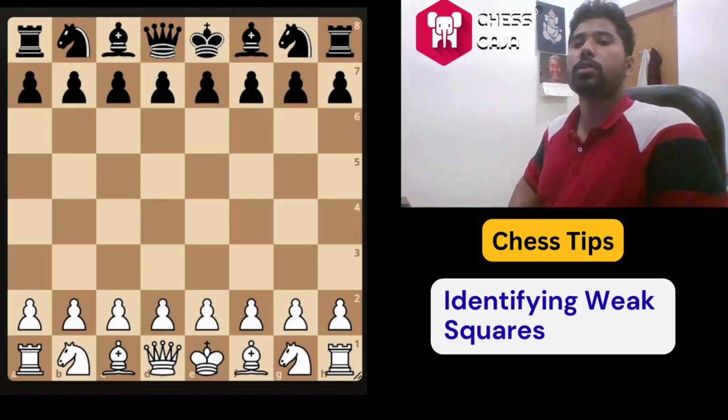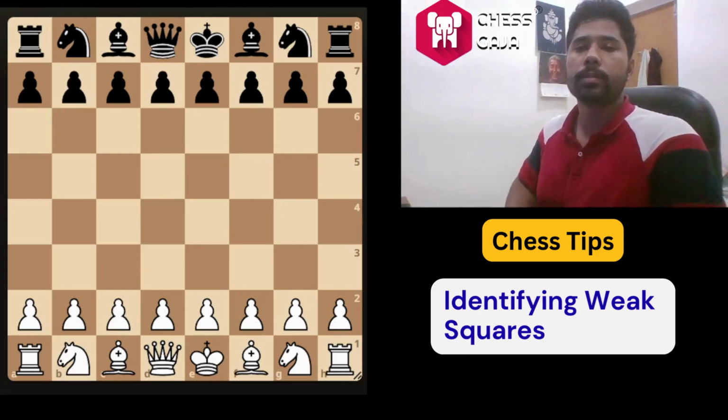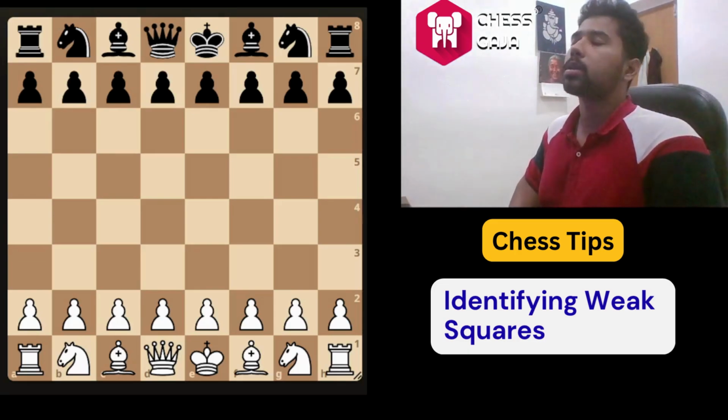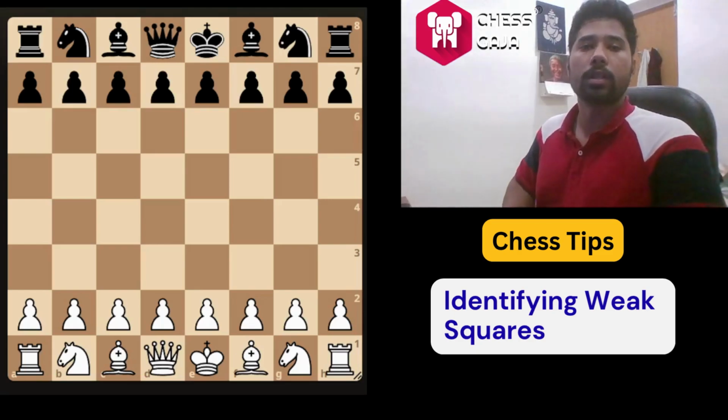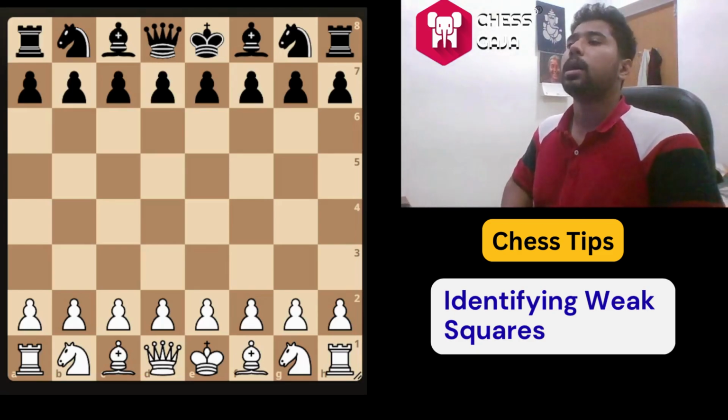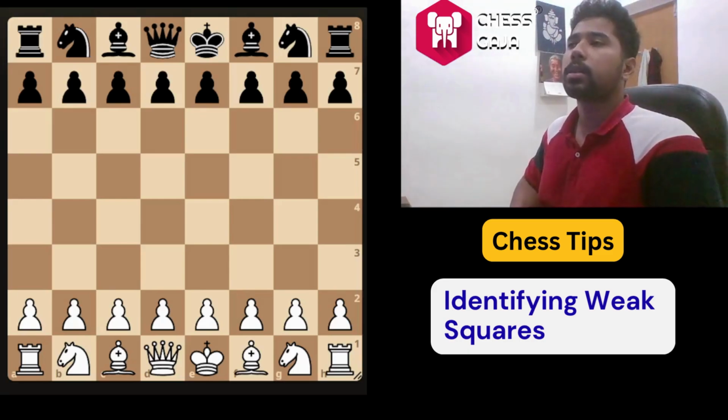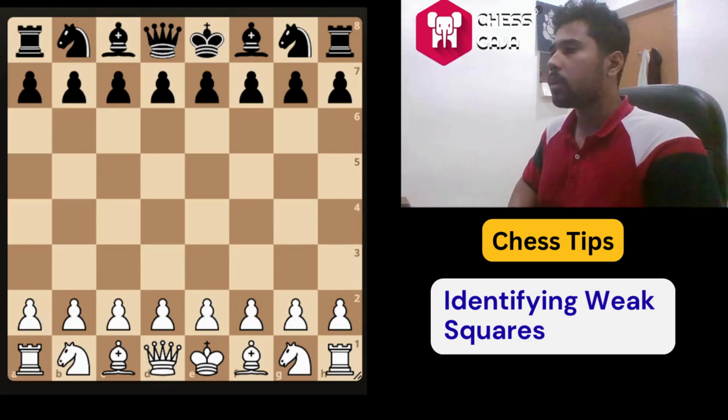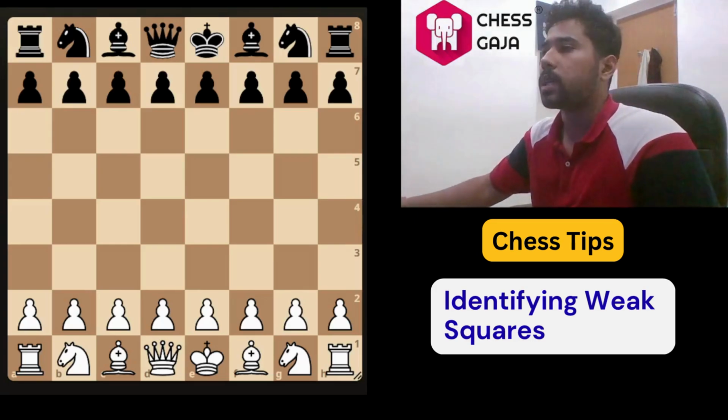So these weak squares are necessary to be learned by intermediate and beginner players who are either just starting the game or are in the middle of learning the game of chess, and they have to improve their knowledge and understanding about these weak squares in order to make plans or take advantage of their opponent's weak squares during a game. So, without further wasting any time, let's begin.